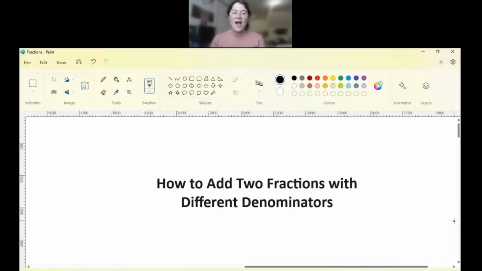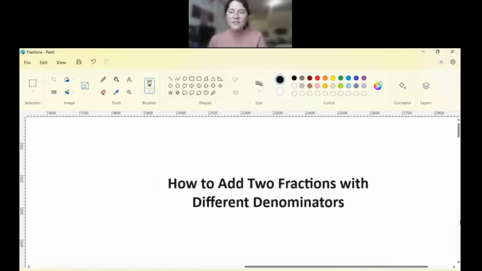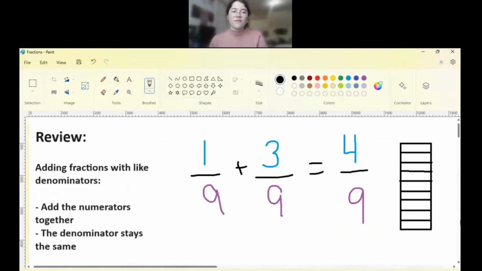Last time we talked about adding fractions with like denominators, but what happens when you have fractions with unlike denominators? Today we're going to be going through the steps to add these two fractions with different denominators. But first, let's go through how to add fractions with like denominators. Let's do a little bit of review.